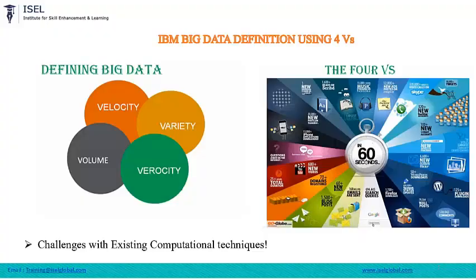Here you can see very clearly volume, velocity, variety and veracity. These are the 4 V's. Using these 4 V's, IBM has defined big data. Okay, let's go ahead and see one by one: what is volume of data, what is velocity of data, what is variety of data, and what is veracity of data. Let me take a simple example.